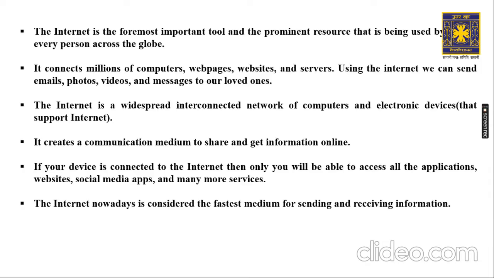The internet creates a communication medium to share and get information online. If your device, that means your computer, is connected to the internet, then only you will be able to access all the applications, websites, social media apps and other services. Like your mobile should have an internet connection, then only you will be able to use WhatsApp, Facebook, etc. The internet nowadays is considered the fastest medium for sending and receiving information.